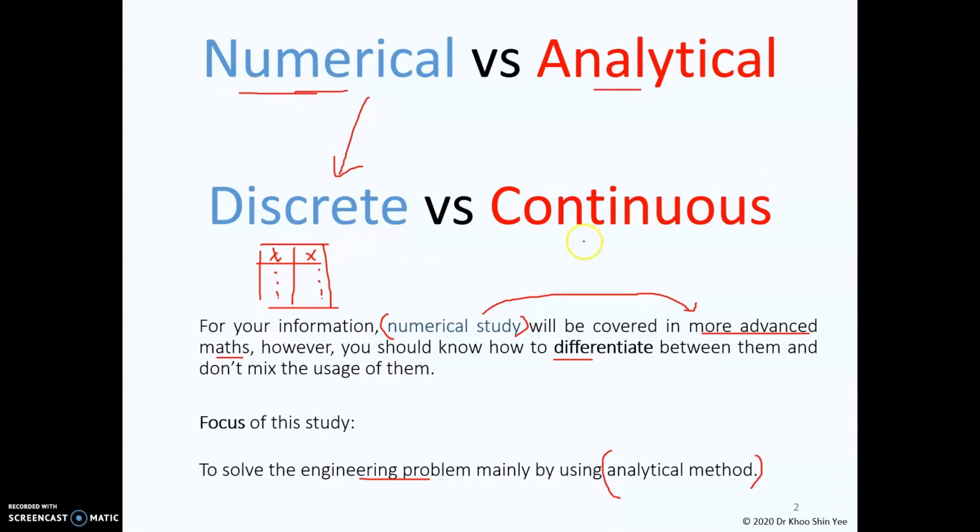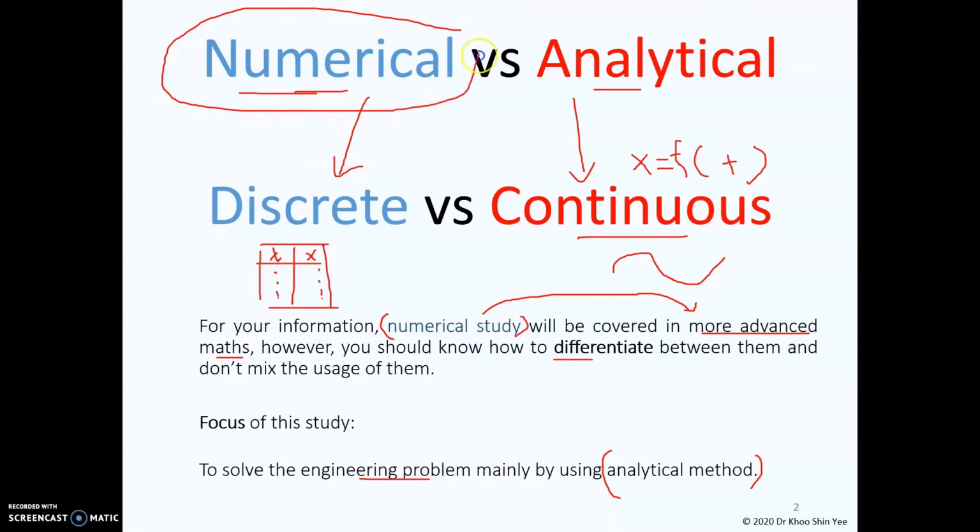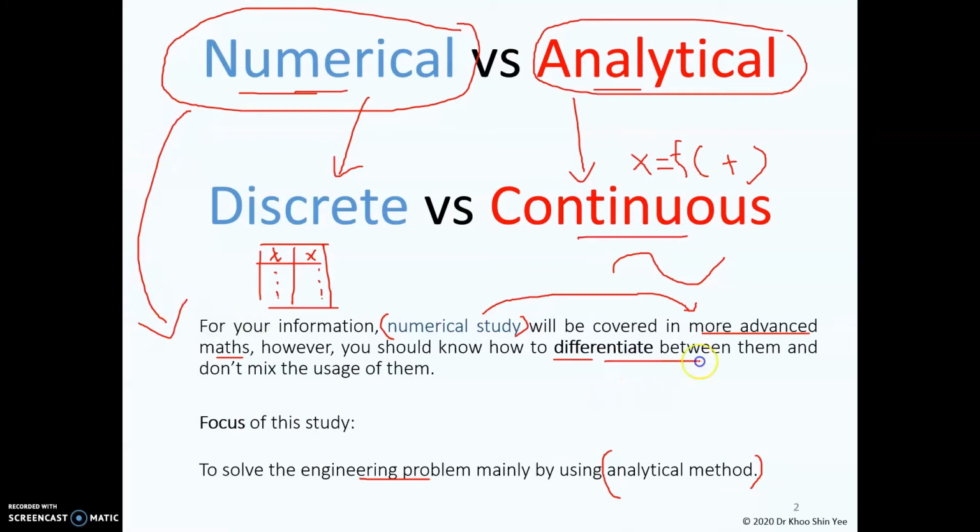On the other hand, if you have continuous data, where you have the function x equal to a function of time, then we can apply the analytical method for the continuous data. It's important for us to know when to use the numerical method or when to use the analytical method. Make sure you know how to differentiate them and don't mix the usage between them.